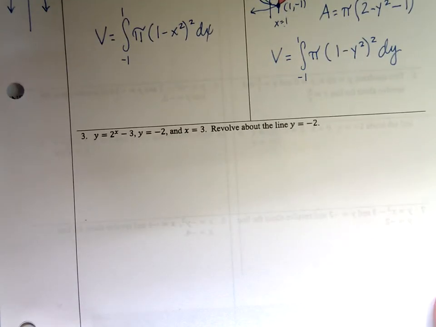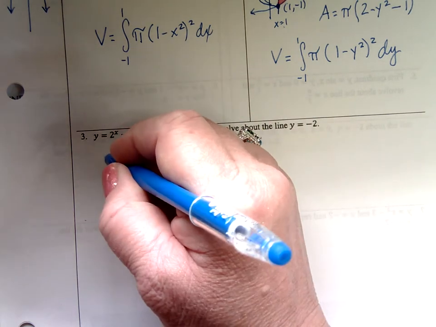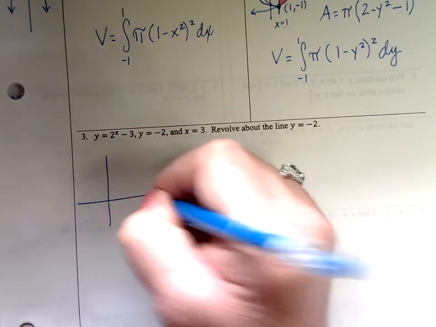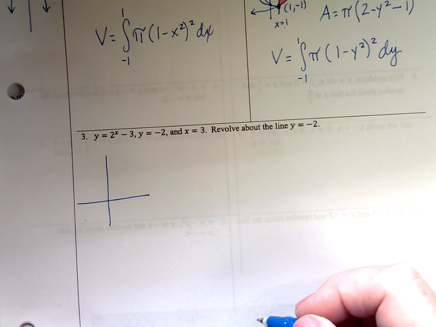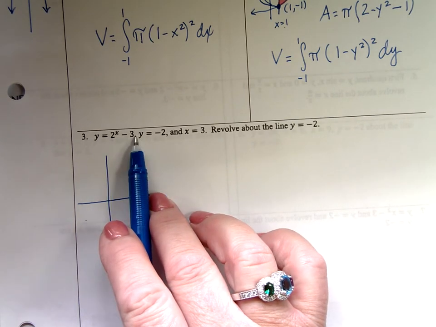This one is 2 to the x minus 3, y equals negative 2, x equals 3, but I'm revolving it around the line y equals -2. So again, what does this look like? Where am I with this thing? So if I look at this guy, I am an exponential function moved down 3.